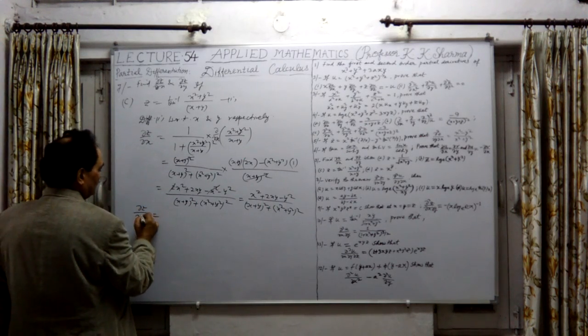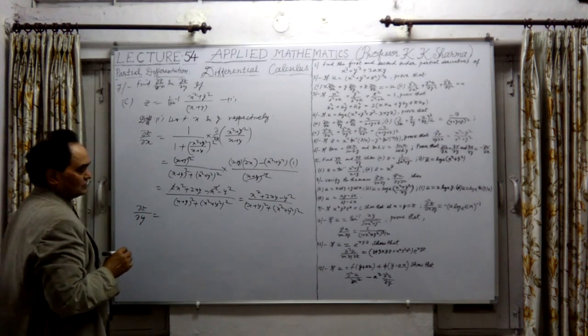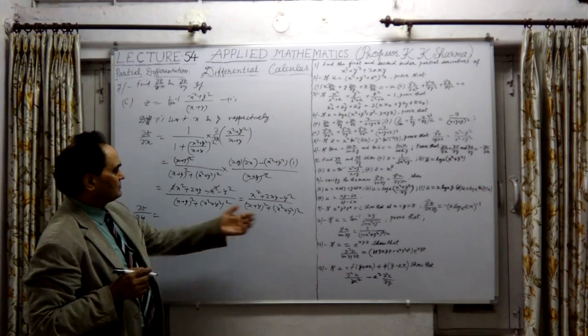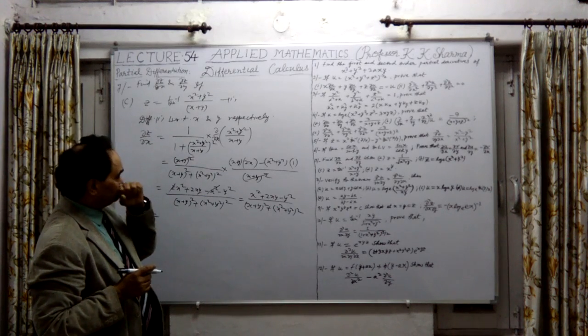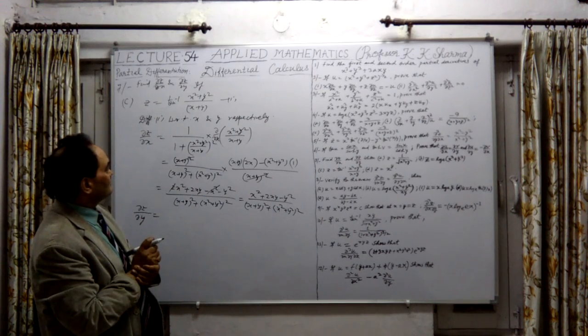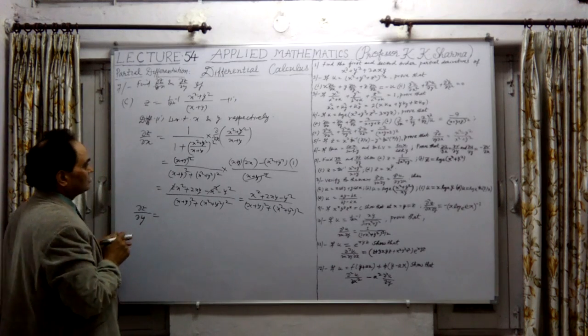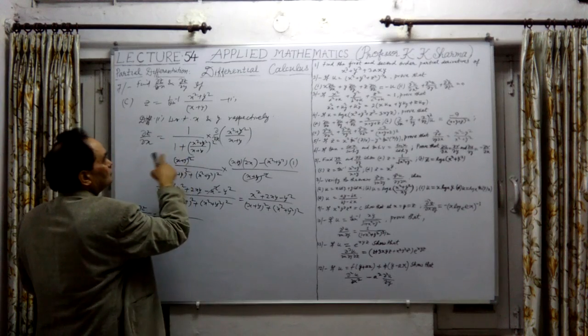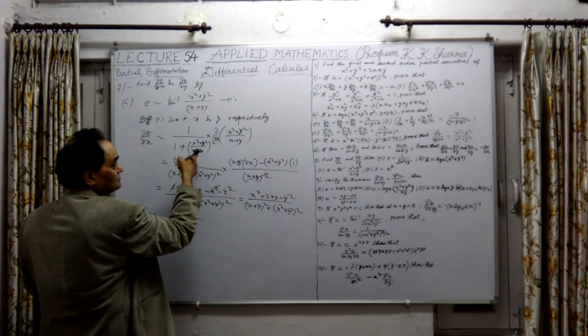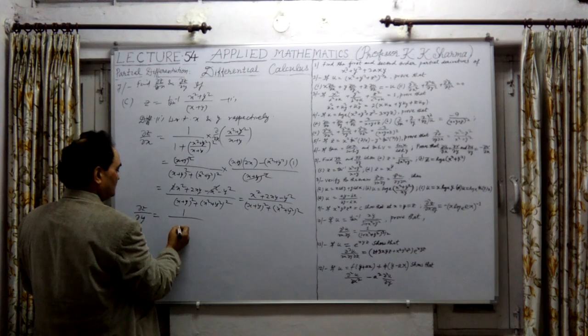Del z upon del y. Let me write. Here we were differentiating with respect to x. Now we have to differentiate with respect to y. So del z del y, the same thing. First differentiation is similar: 1 upon 1 plus x square, because it involves y as well. So it will be the same thing.